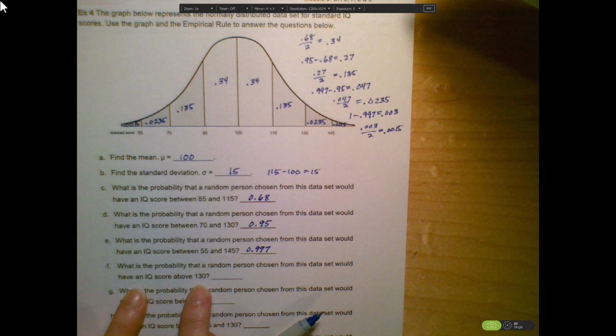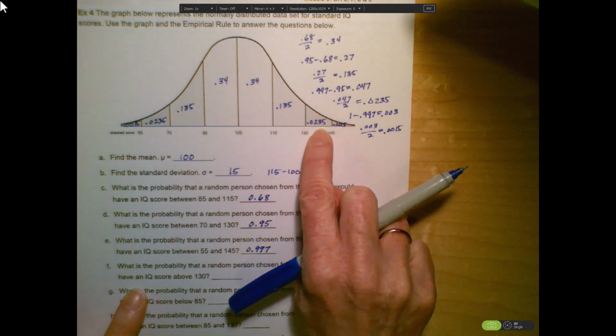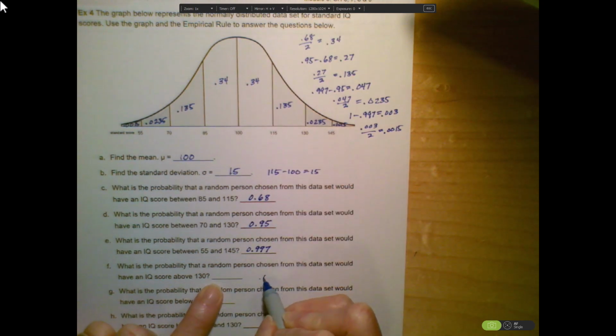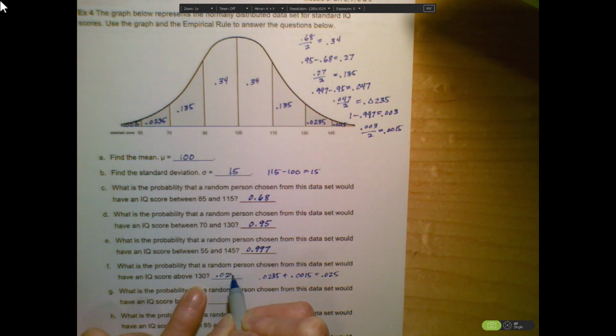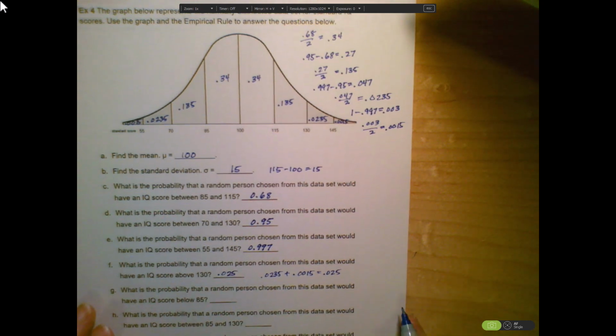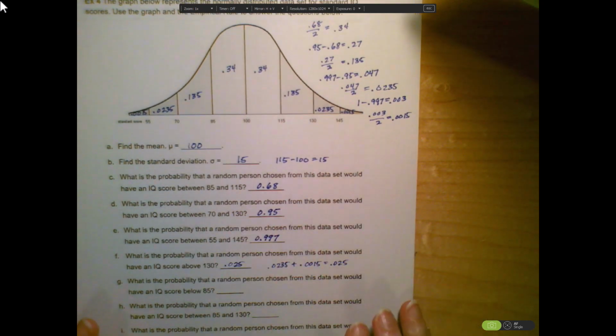So above 130 would be 0.0235 plus 0.0015, and that's 0.025. This is not the only way to get this answer, but if you're thinking of another way you could have gotten that and you got the same thing, great, you use that method.